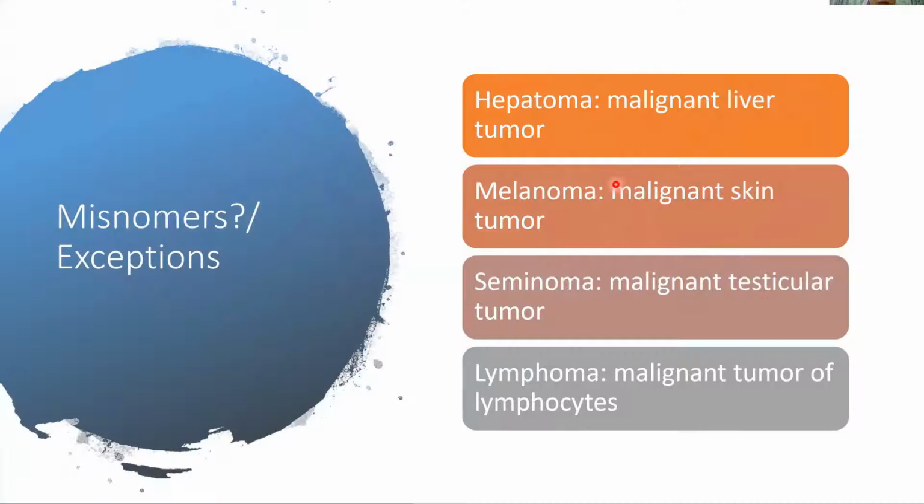In medicine, there are exceptions. Just now you learned that the suffix oma means benign tumor, but these are not benign tumors. Hepatoma is a malignant liver tumor, but the name is quite misleading. The other name for hepatoma is hepatocellular carcinoma. Melanoma is not a benign tumor; again, it's a malignant skin tumor. Seminoma is also not a benign tumor. It's a malignant testis tumor. Lymphoma is a malignant lymphoid tumor.